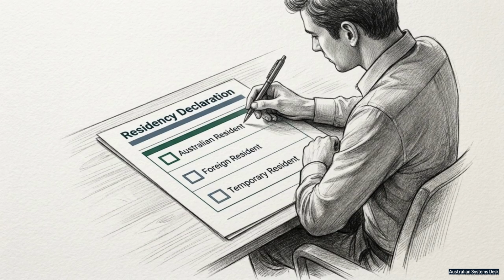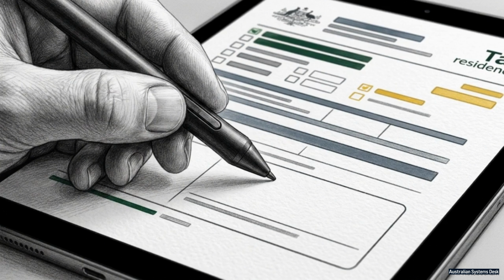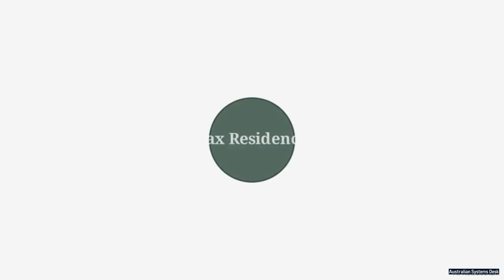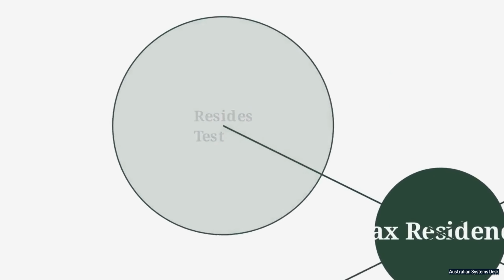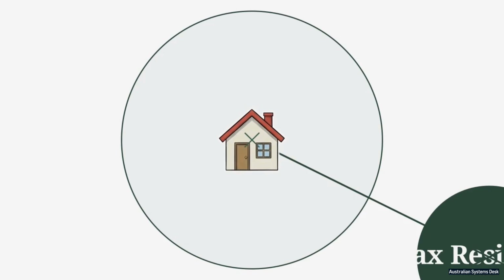Determining which category you occupy is the mandatory first step before you lodge a tax return or sign a withholding declaration. The ATO identifies 4 statutory tests to determine your status. Satisfying just one of these is enough to establish Australian tax residency. The primary assessment is the resides test.